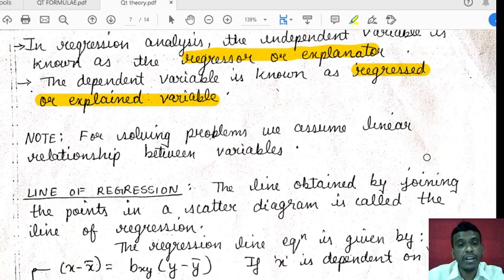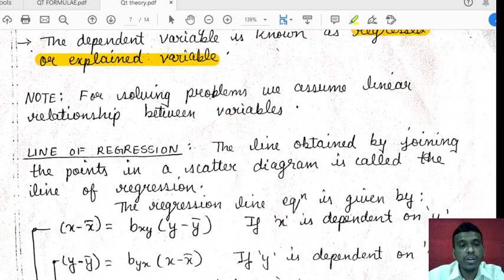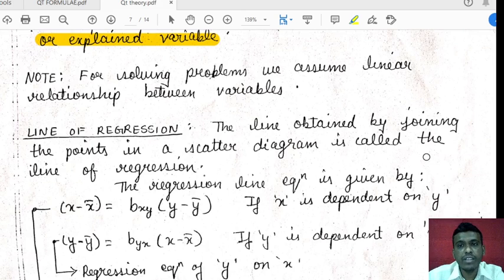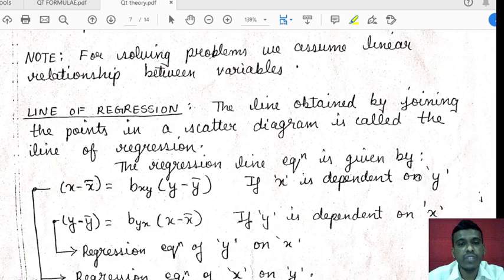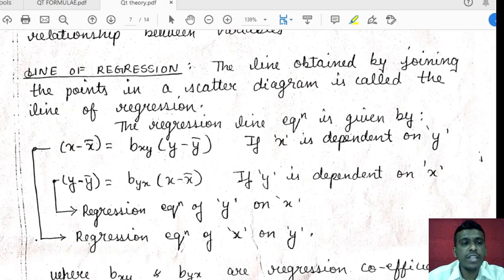regressed or explained variable. Also note that for solving problems, as I've already told you, we are assuming a linear relationship between variables. There may not be a linear association between the variables in actual practice, but for your syllabus purpose we are assuming only a linear relationship between the independent as well as dependent variable, whether it is x on y or y on x. I will look at what x on y and y on x are once more in today's video. That is known as the line of regression.